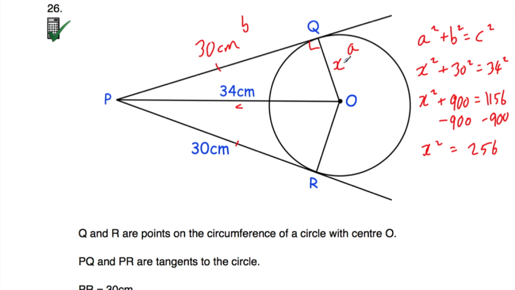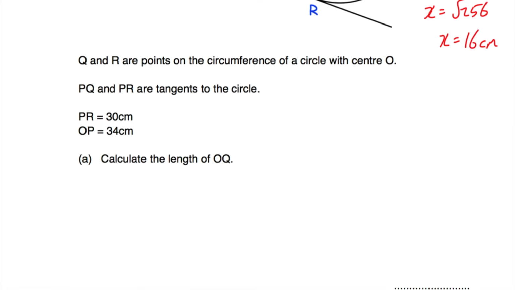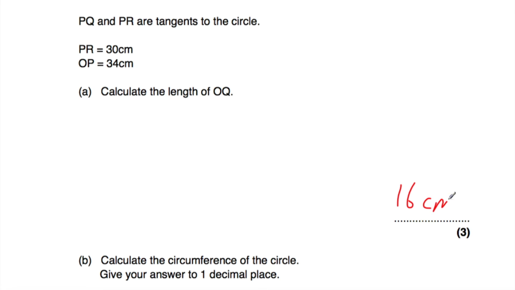Now it's obviously not 256 centimetres, so we now need to square root. So x will be equal to the square root of 256, and the square root of 256 is equal to 16. So x is equal to 16 centimetres. So that means that OQ is 16 centimetres long. So let's write that down. The OQ is 16 centimetres.